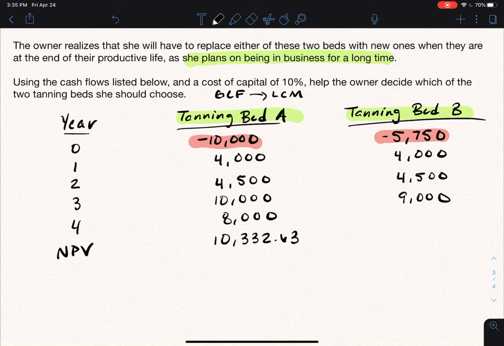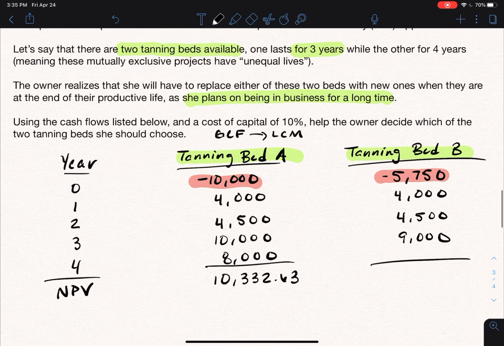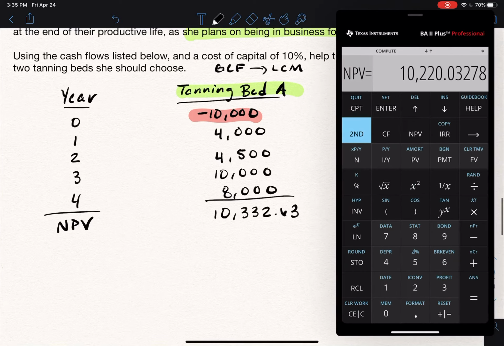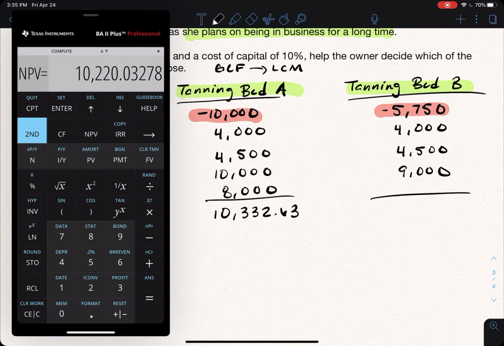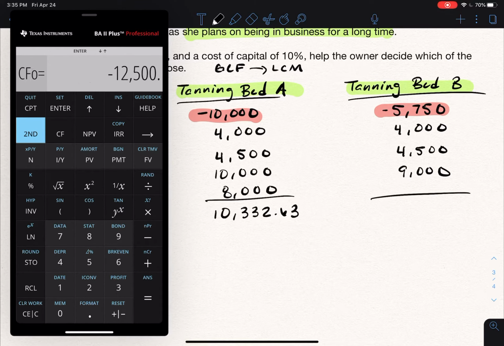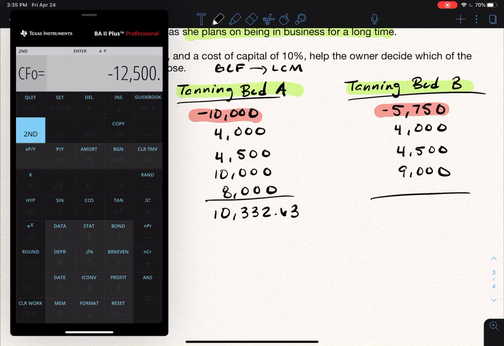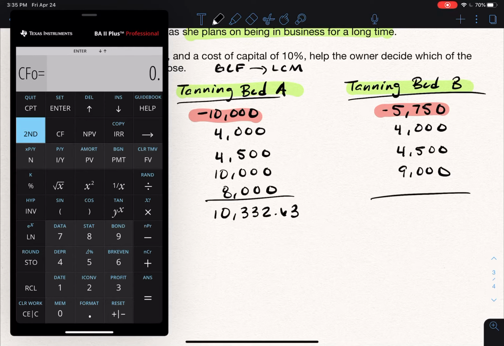All right, so we're going to get some more practice on how to do the net present value of another project right now. So we're going to find the net present value of the second tanning bed. I'm going to move my calculator over here. And again, we're going to go to our cash flow menu. We're going to clear that out. Always remember to clear that out. And then we're going to put in the figures that we have for tanning bed B.